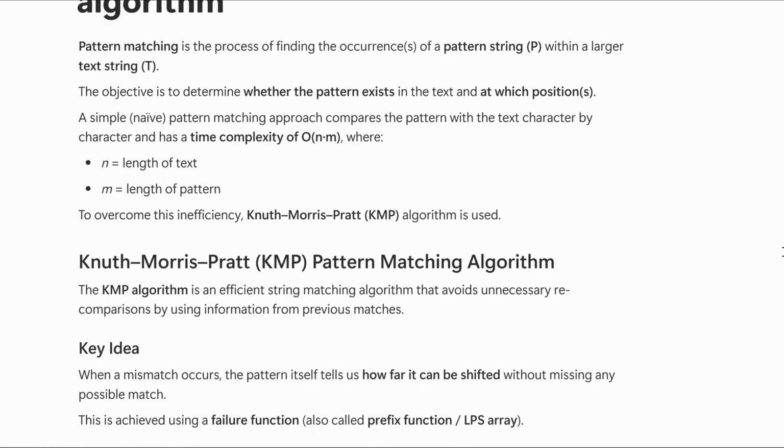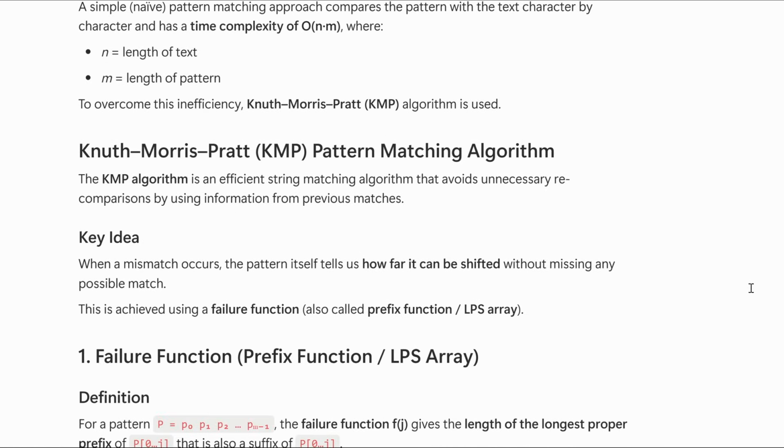Pattern matching is the process of searching for a pattern string P inside a text string T. The goal is to check whether the pattern exists and at which position it occurs. For example, text equal to AB, AB, AB, AB, AB, AB, AB. We need to find AB or ABC like that. In C, we use the strstr function for this, but internally it uses simple sequential matching which is inefficient.